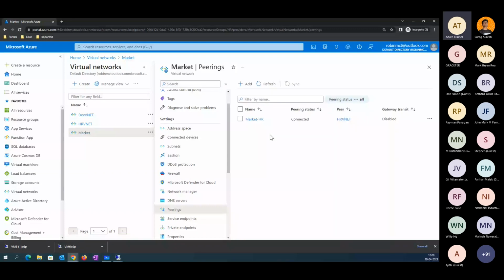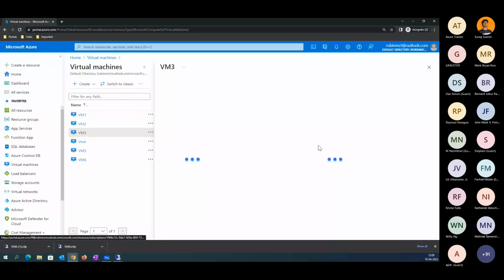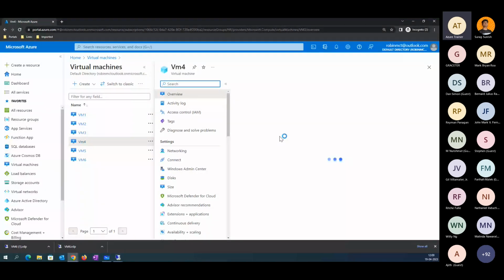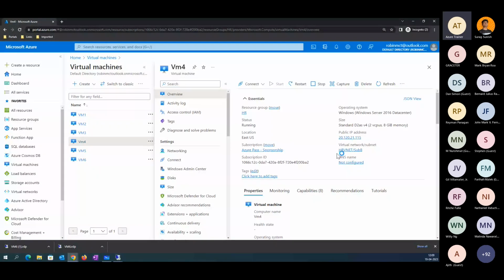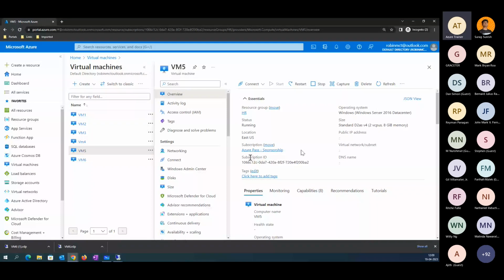Now, in case you have any VM, for example, I remember VM3 has been part of a market VNet here, right? Sorry, not VM3, VM4. VM4 is actually part of a market VNet here. Right now, if you go to the market VNet, sorry, not VM4, we have a VM5 it seems, yes, VM5.